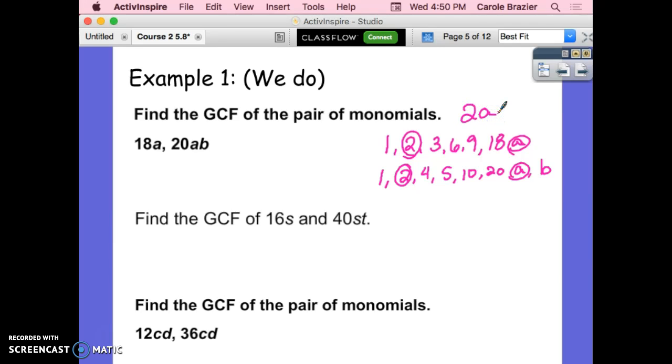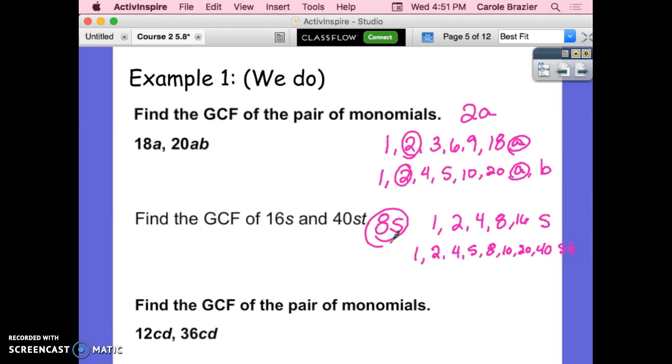Okay, for the second one, for the factors of 16, you should have gotten 1, 2, 4, 8, 16, and then s. And for 40, you should have gotten 1, 2, 4, 5, 8, 10, 20, 40, and s, t. So the biggest factors that they are going to share are 8 and s. Okay, so the only thing we're doing is we're trying to split pieces apart in order to make sure that we're getting the biggest numbers and the letters that come out of them.